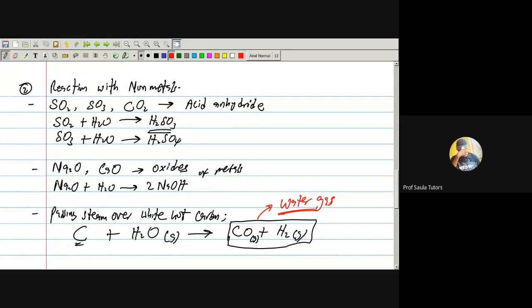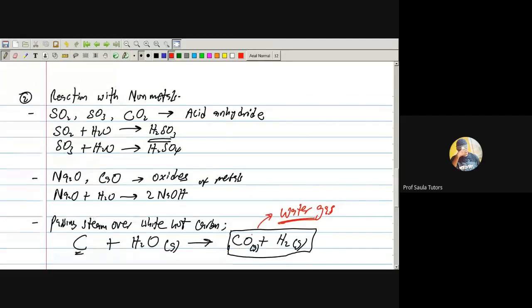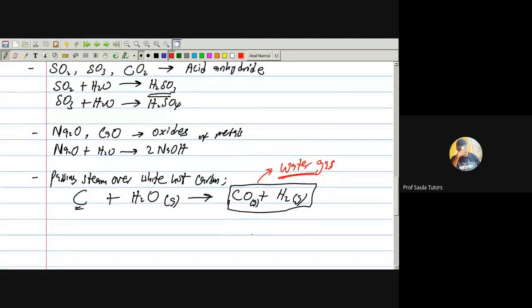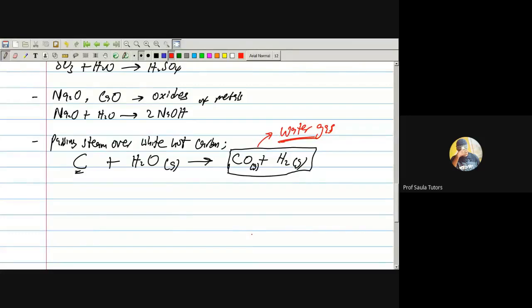So if you pass steam over white hot coke, we have CO and H2. CO and H2 both together, we call them water gas. Please don't forget, water gas is a mixture of carbon monoxide and hydrogen gas. There are many of them, but these are the ones I feel are very okay for you to learn. I'll send notes to us so we can judge them properly.